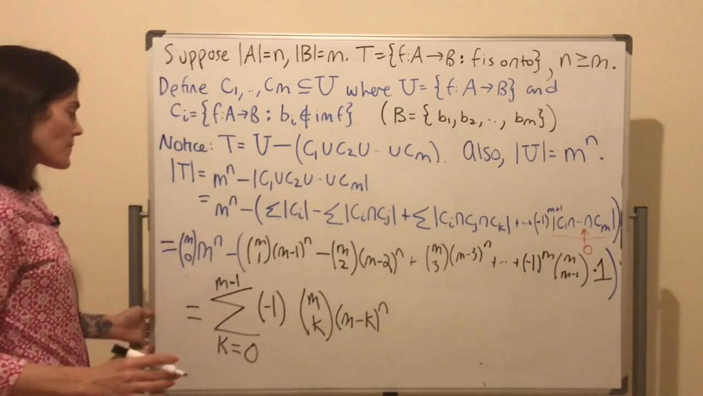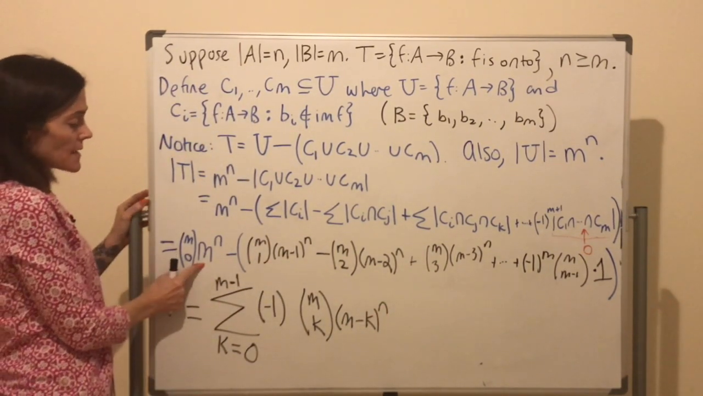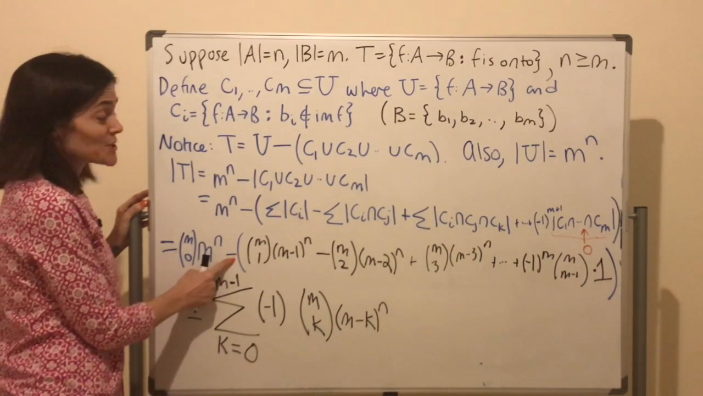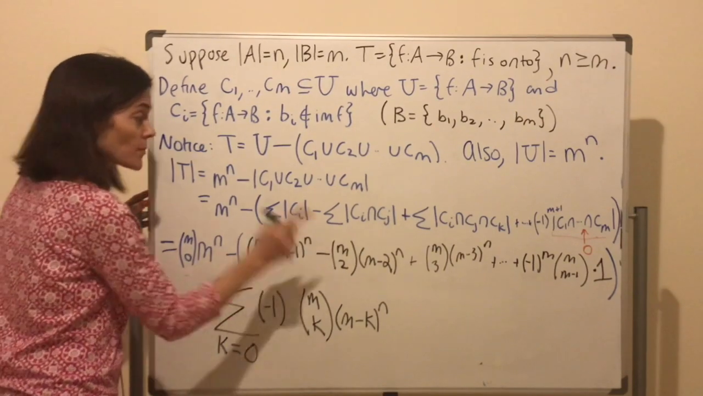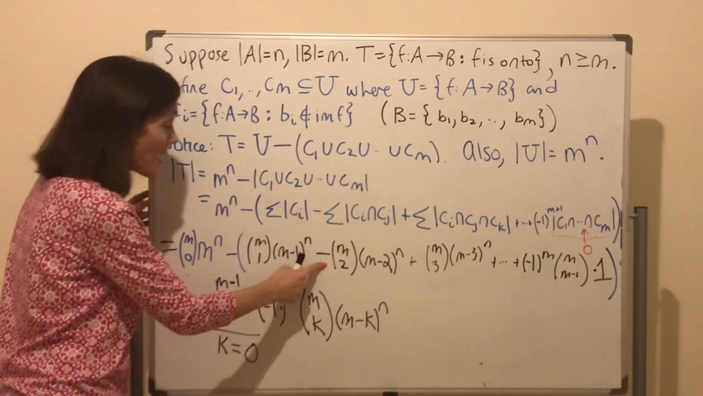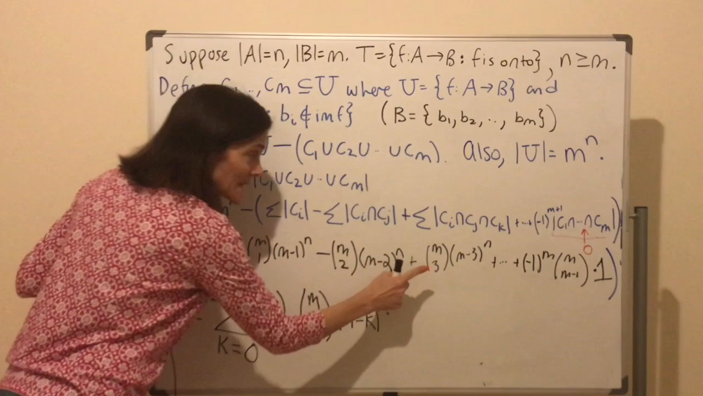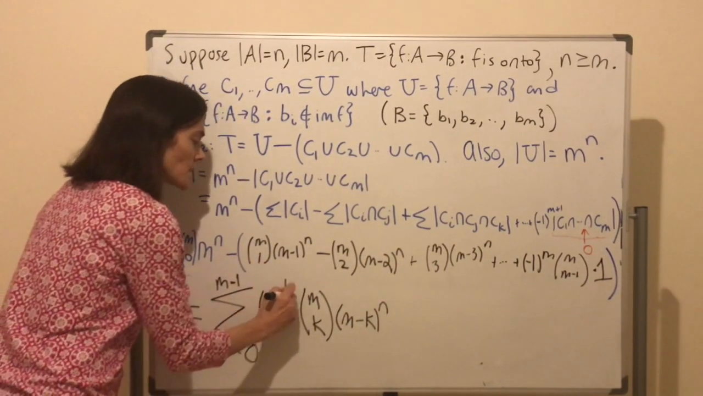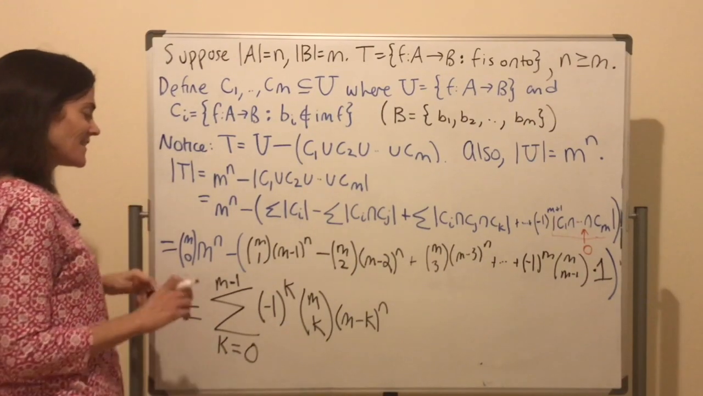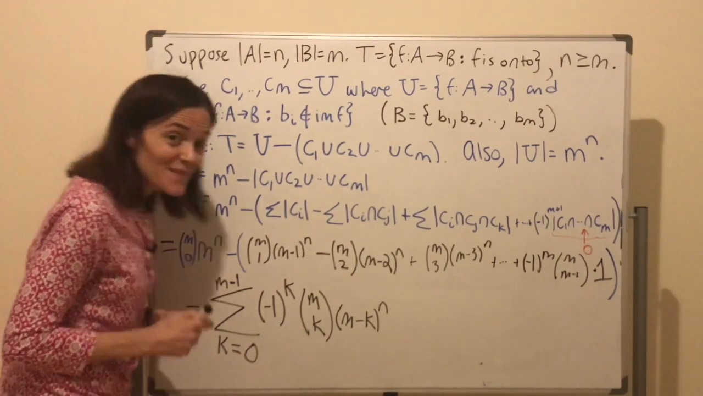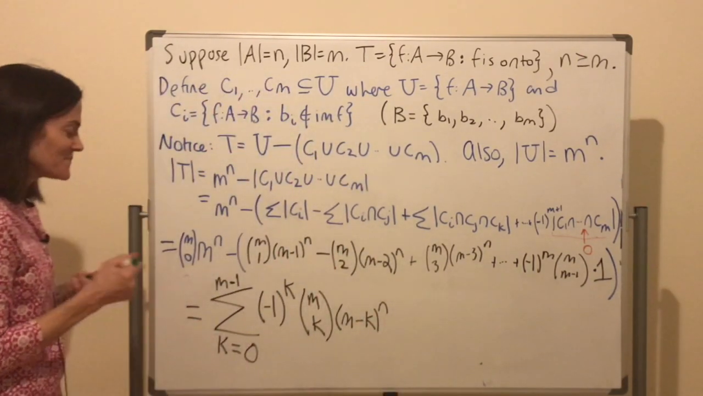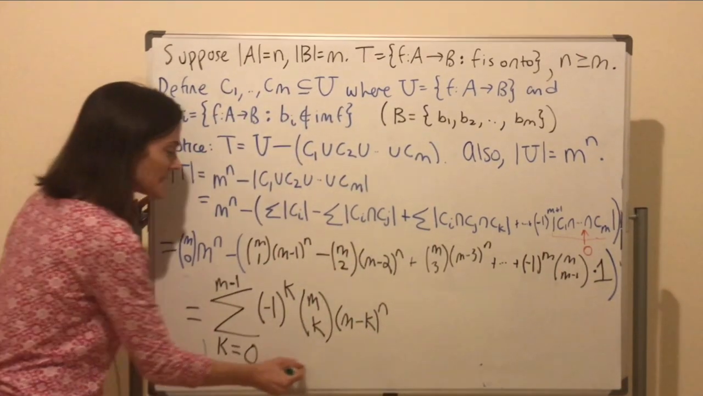And now I'm ready for my power. When k is 0, it should be positive. When k is 1, it should be negative. Don't forget to distribute. When k is 2, it should be positive. When k is 3, it should be negative. Well, okay, this is just a minus 1 to the k, like this. So, all of this work, inclusion and exclusion, which was a lot of fun, we all get to hear. This is the number of onto functions.